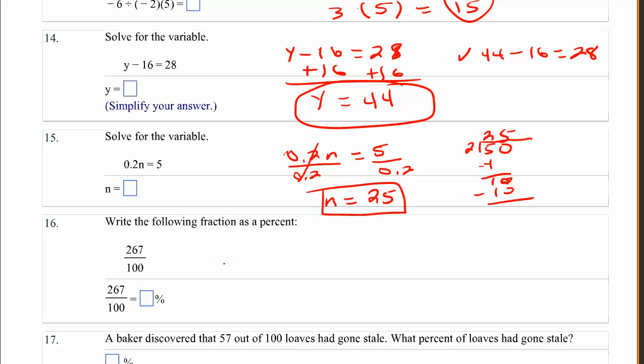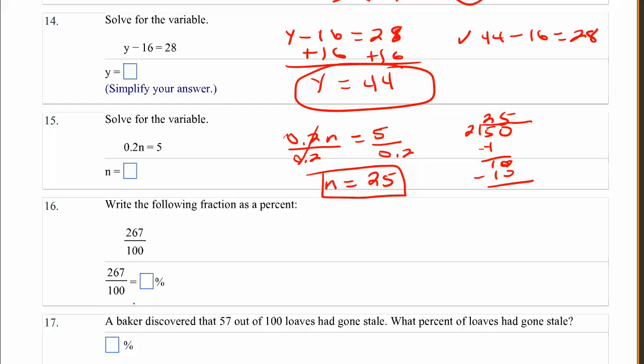Okay, write the following fraction as a percent. 267 over 100. Well, percent means per 100. So very simply, since I have 267 divided by 100, then I know my answer is going to be 267%. Now you can write any number as a percent, sorry, by multiplying by 100.